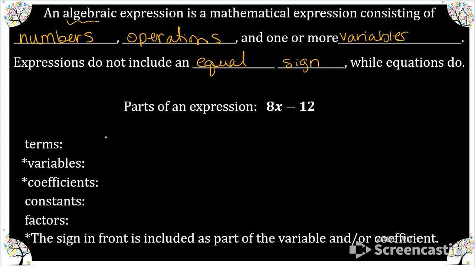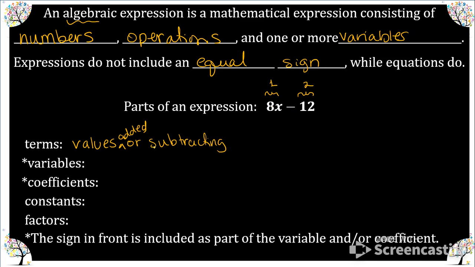So first of all, let's talk about terms. Terms are values added or subtracted. In our example, 8x minus 12, we have two terms. 8x is one term, 12 is the second term. The terms are separated by addition or subtraction.